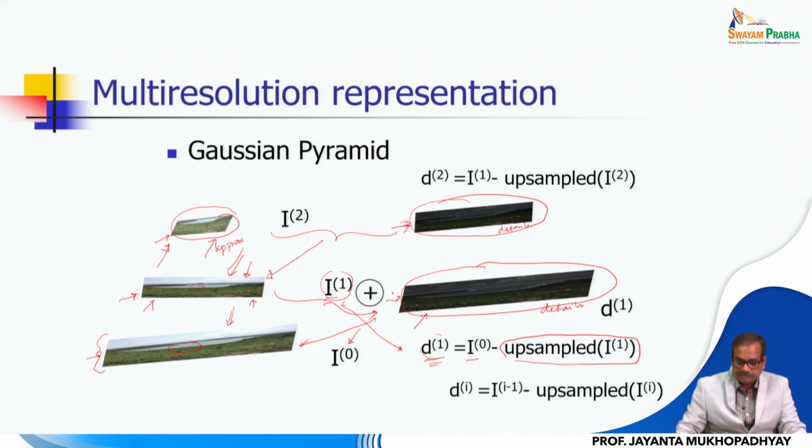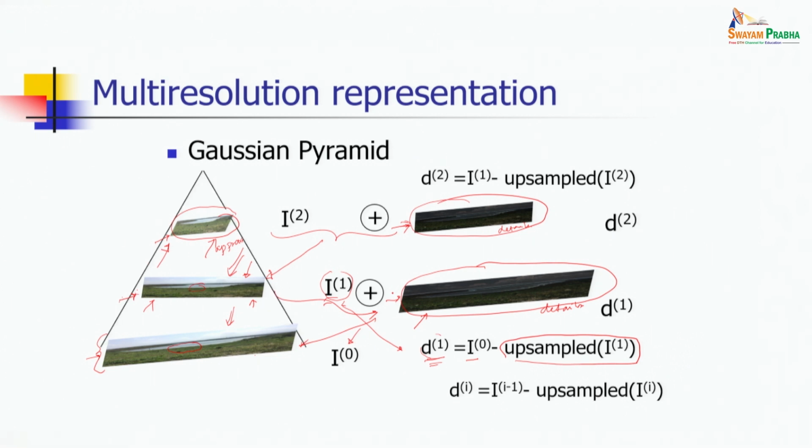So, this is how you can build up a multi-resolution representation, and the term Gaussian pyramid comes from this. But you should note how this information is represented. We are not storing all these images in the computer, rather we are storing this image and this image for the Gaussian pyramid representation.